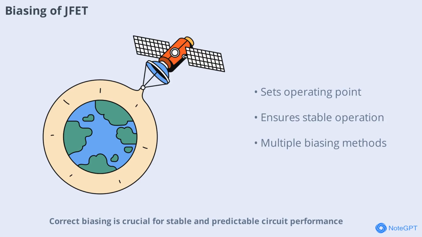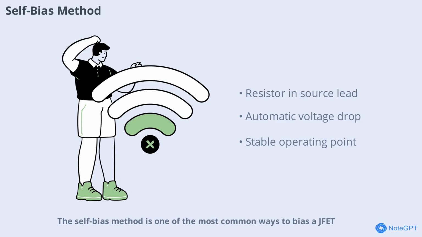Correct biasing is crucial for stable and predictable circuit performance. Self-bias method is one of the most common ways to bias a JFET. In this setup, a resistor is placed in the source lead, creating a voltage drop that automatically sets the gate-source voltage. This method is simple, reliable, and widely used in amplifier circuits.